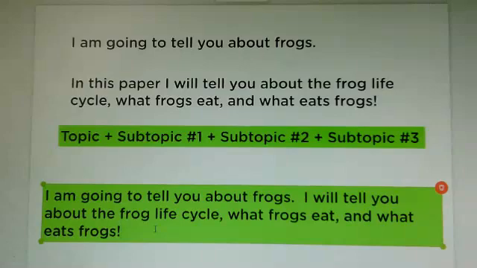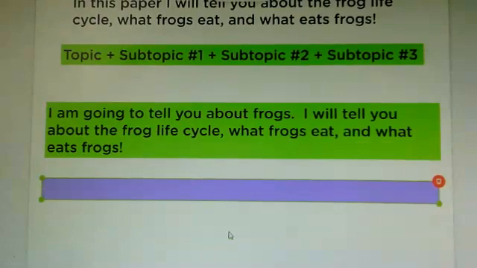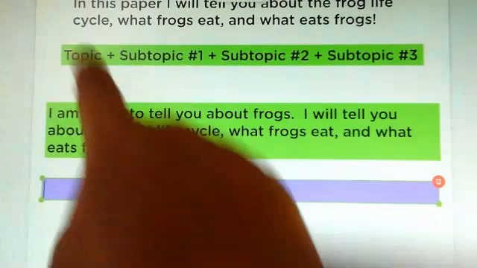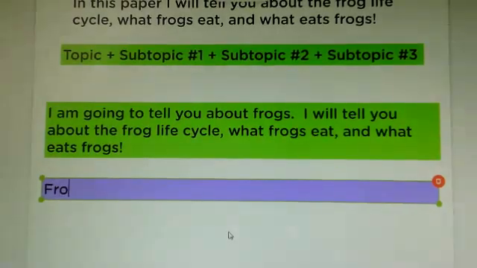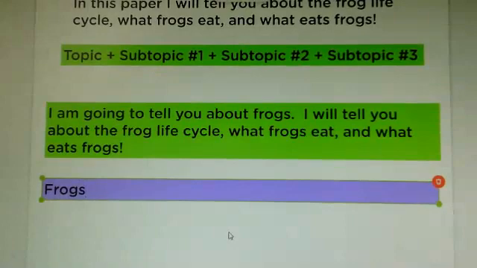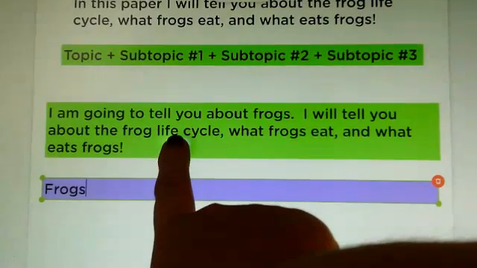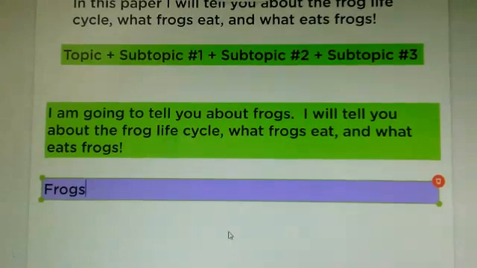So how do I get those to join together? Okay, well, since it's still 2 sentences, I need to fix that. It needs to be 1 topic sentence. So I'm going to go very minimal with what I have to say. What is my topic? Frogs. And what do I want to tell my reader about frogs? Well, I want to tell them about the frog life cycle.